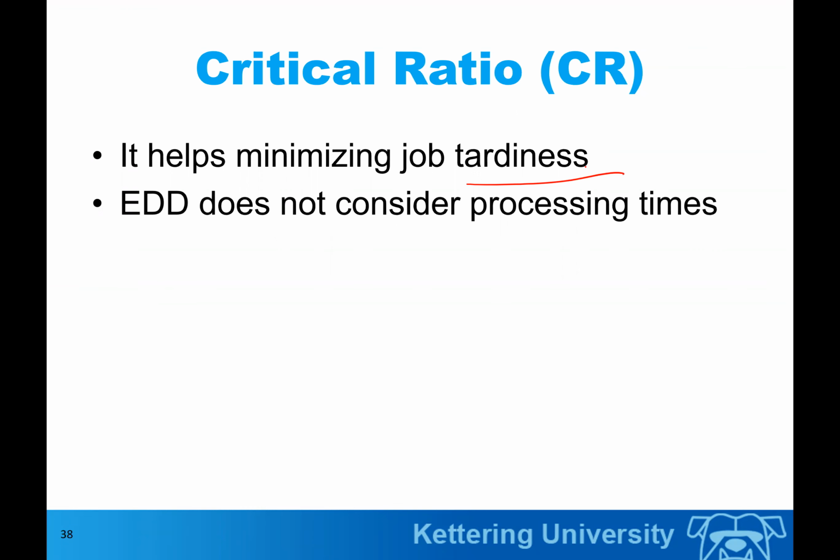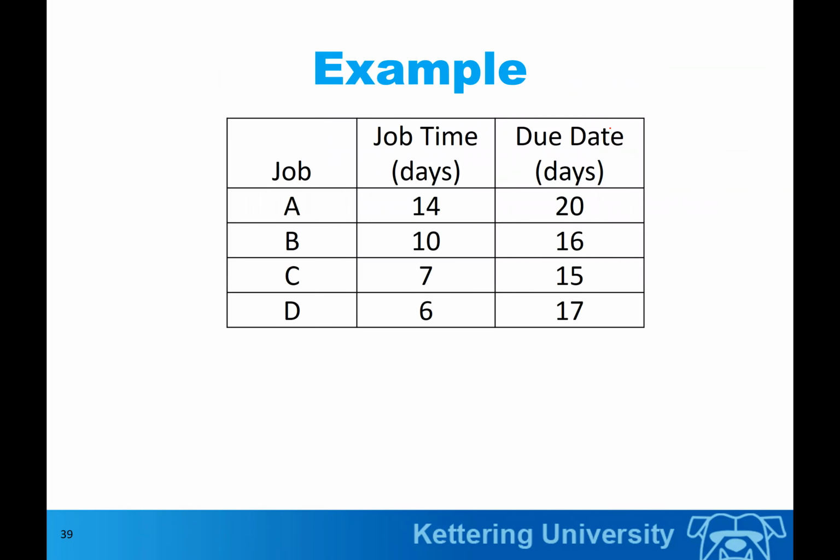The problem that you might say, okay, EDD does the same thing, but the problem with EDD is that it only considers the due date and it does not consider the processing time. Critical ratio is a technique that will have the same objective function as EDD, which is minimizing total job tardiness, but not only does it consider due date, it also pays attention to the processing time. So let's look at this technique through one example.